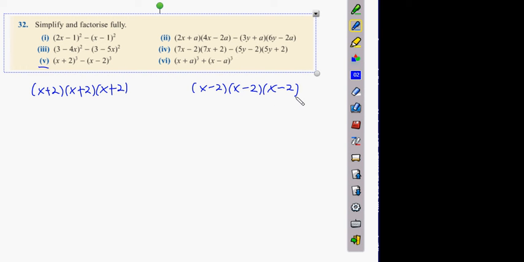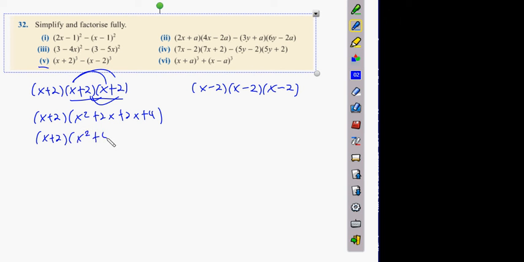Now, what I'm going to do is I'm going to multiply these two ones first. So I'm going to end up with x plus 2 into x squared plus 2x plus 2x plus 4, and then it's going to be x plus 2 into x squared plus 4x plus 4. You happy enough with that? Now, same deal over here. I haven't finished it off yet though.